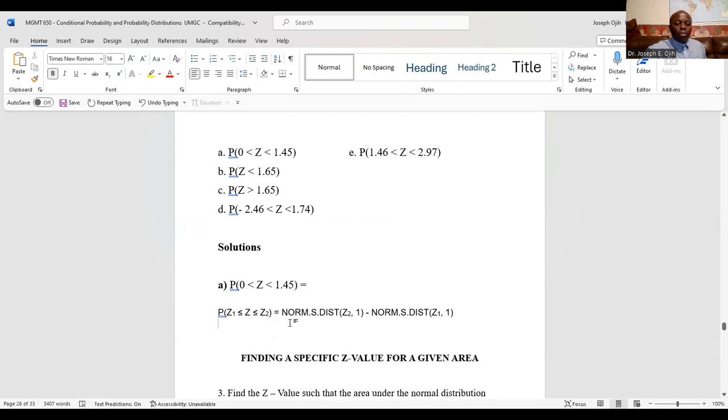Between 0 and that. So that means you're going to use between Z1 and Z2, that means 0 and this. In that case, get this one first, NORM.S.DIST for this one, and get it for 0, and then subtract them. So let us put them in. First of all, we have P. Let's say that we have our Z1. Here, Z1 is 0. And Z2 is, okay, Z1 equals 0.